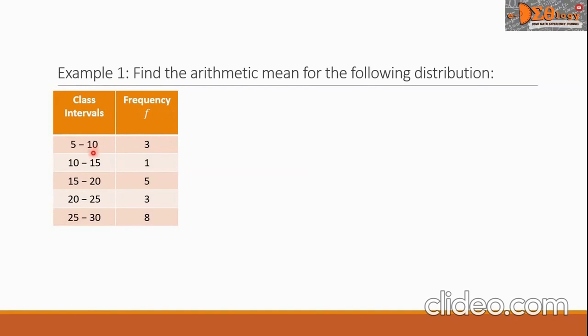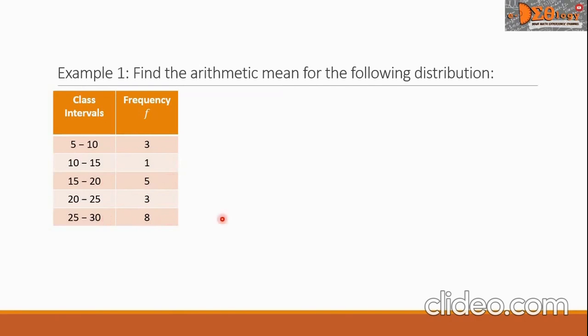See the first class interval as 5 to 10, and the frequency is 3. The second group is from 10 to 15 with frequency 1. Third group from 15 to 20 with frequency 5. Fourth group from 20 to 25 with frequency 3. The fifth group is from 25 to 30 with frequency 8.